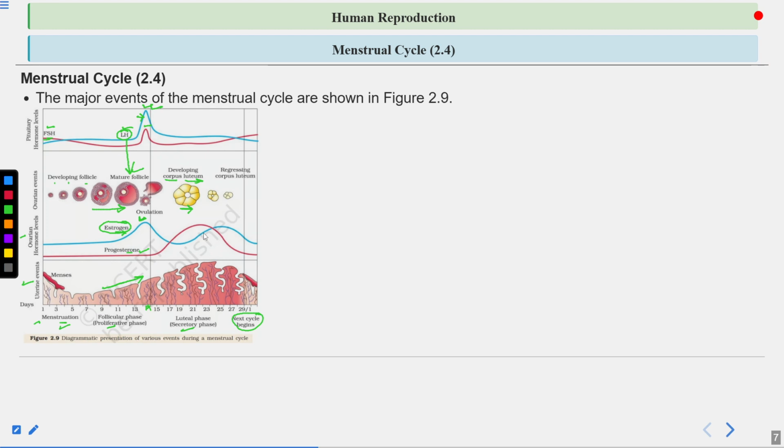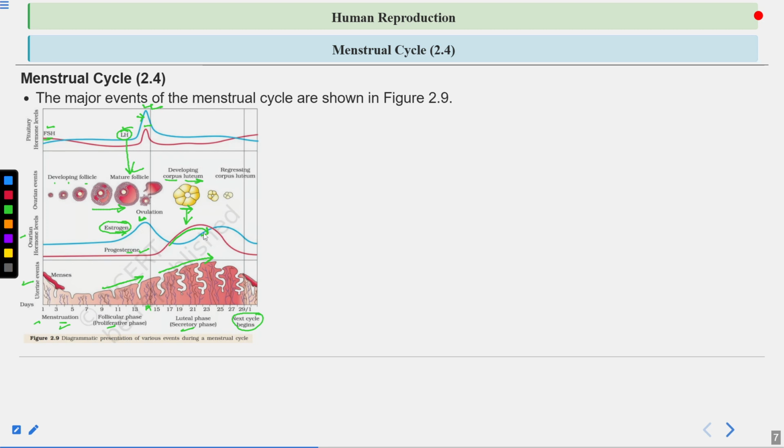So the next stage is the luteal phase, in which the corpus luteum is formed. It is also known as the secretory phase, because this corpus luteum secretes progesterone, which is shown here. The level of progesterone increases and is maximum during the luteal phase. Progesterone helps to maintain the endometrium. So the endometrium thickness increases, and it is also maximum during the luteal phase.